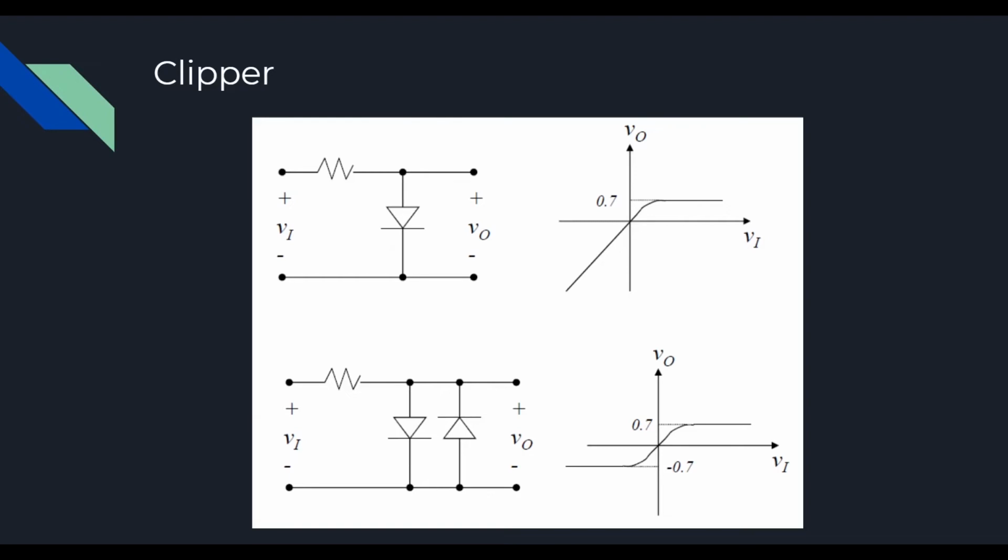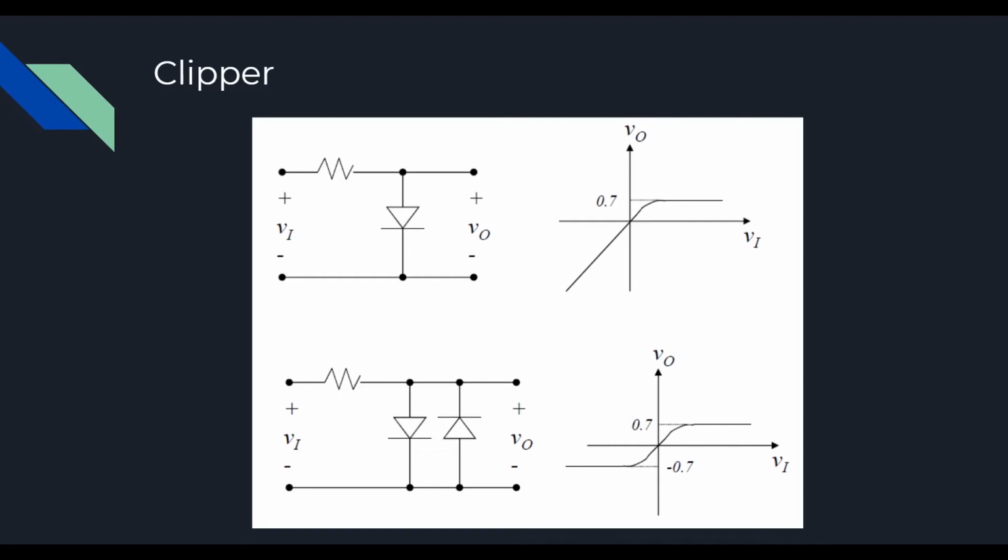If the input voltage is positive, then the diode on the right-hand side will be cut off. Only the left-hand side will work. As mentioned before, the maximum value of the output voltage will be 0.7 volts. When the input voltage is negative, the diode on the left-hand side will be cut off, and this time the diode on the right-hand side will work. Now the minimum value of the output voltage is minus 0.7 volts.